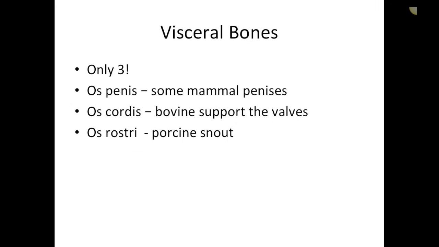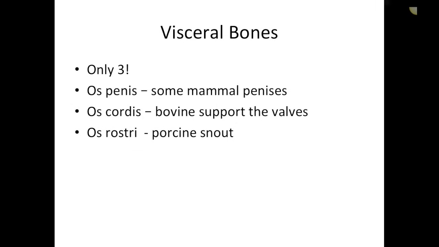Visceral bones. Visceral bones are super cool. They are essentially embedded in tissue or organs of the animal. They are not attached to other bones, which is extremely rare. Extremely interesting. Rarity depends on the species. So some mammals have os penises. Dogs are a really good example. Male dogs always have an os penis, and this is a bone that lies to the side of their urethra within their penis.